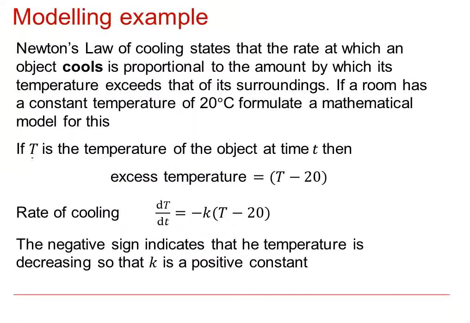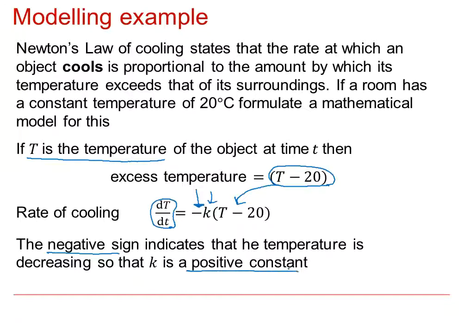So the things to note: clearly define your dependent variable capital T, which is the temperature of the object. Make sure you're aware of the temperature of the object above the room temperature, and dT by dt is the rate at which the temperature is changing. That needs to be proportional to the difference in the temperature of the object and the room, and to make sure it's clear that it's cooling down, we're going to put minus in front of the k. So the negative sign indicates the temperature is decreasing, and k is now a positive constant.